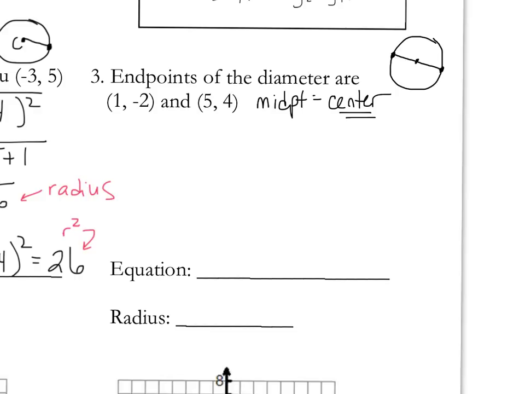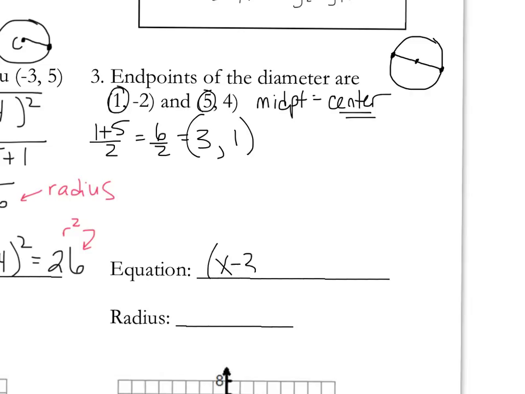So I'm going to do, let's just average the 1 and the 5. 1 plus 5 over 2. 6 over 2, 3. That's the x value. Let's do the same thing for negative 2 plus 4. That's 2. Divided by 2 is 1. Average. That's the midpoint formula. Okay? So I got 3, 1. So again, I can actually get my equation set up.